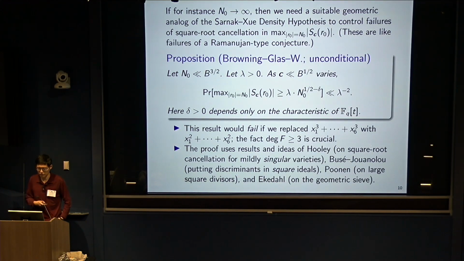Okay, I mean, there are lots of other technical ingredients. For example, we need square root cancellation for certain singular varieties, not just the smooth varieties given by the Weyl conjectures. But okay, the upshot is we get some power saving in this aspect.